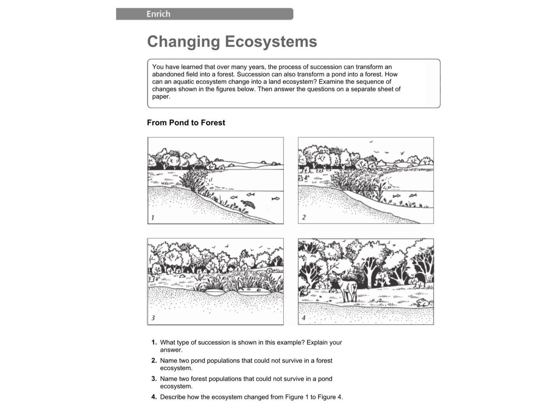Okay, so we have learned that over many years, the process of succession can transform an abandoned field into a forest. Succession can also transform a pond into a forest. How can an aquatic ecosystem change into a land ecosystem? Examine the sequence of changes shown in the figures below, then answer the questions. So we've got 4 images here.